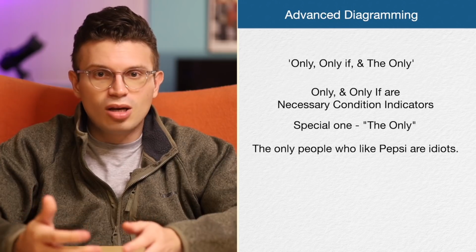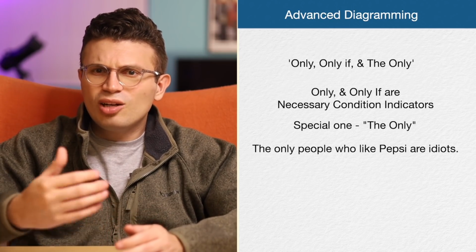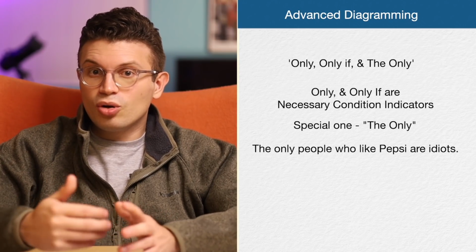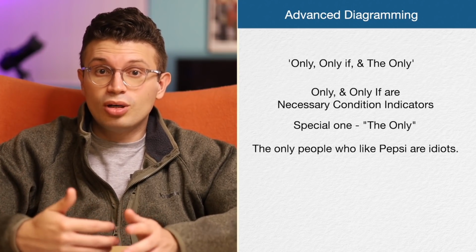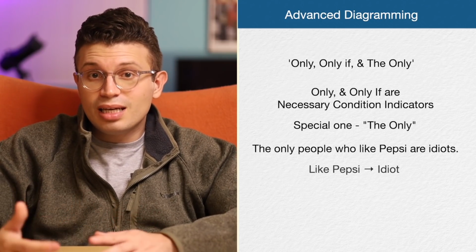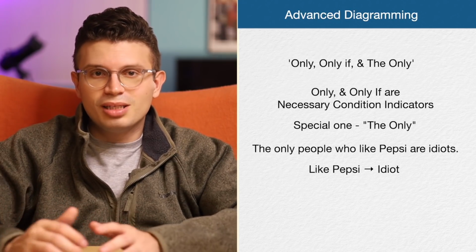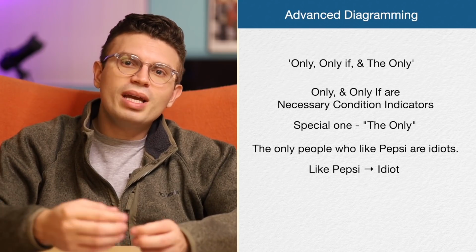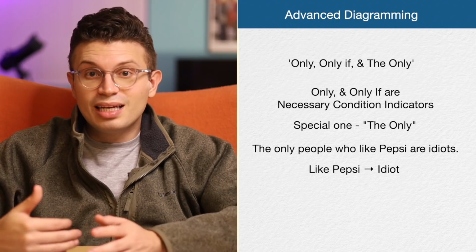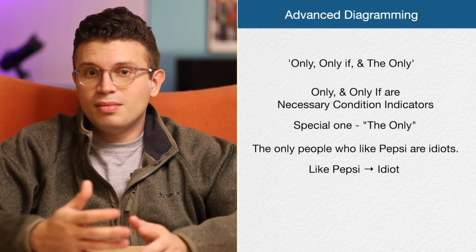All right, what do we do with this? "Only" here is still referring to the necessary condition, but you have to get a little bit back into the grammar. So what is "only" doing here? It's acting on the word "people," and "people" is acting on the word "idiots." So what can we guarantee here? Someone is an idiot. What do we need to guarantee that someone is an idiot? That they like Pepsi, because Pepsi is trash. So we have liking Pepsi being our sufficient condition, and being an idiot the necessary consequence. And our diagram looks like this. If you like Pepsi, then you're an idiot.